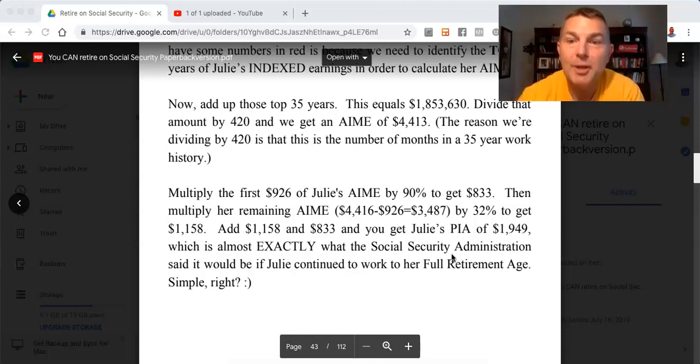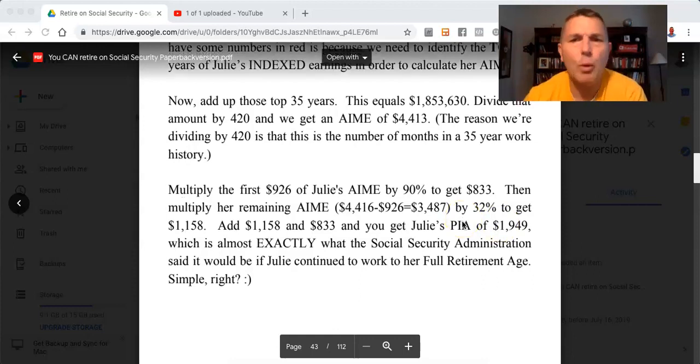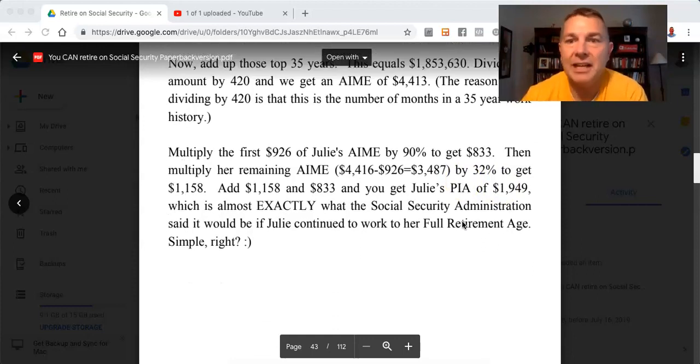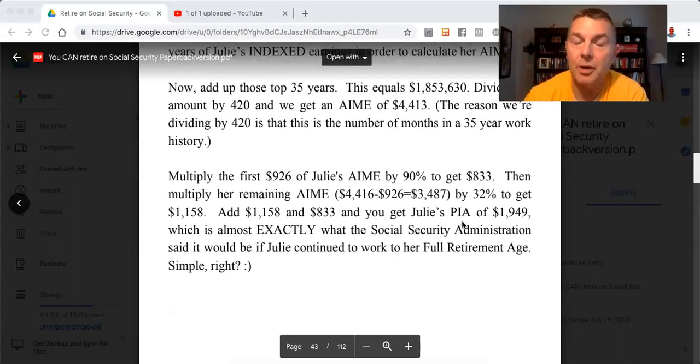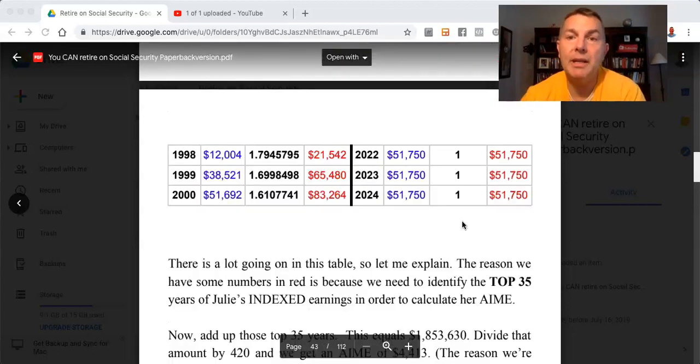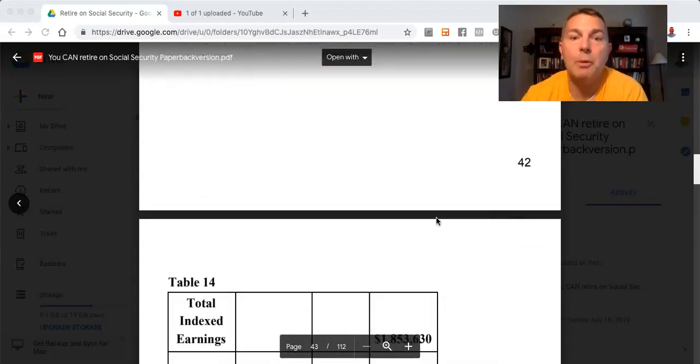Simple, right? And remember, I just have to point out here, the issue is that I'm not using the month. Her FRA is actually 66 and 8 months. I'm not getting that specific because each month Social Security adjusts it. So I think we're off by 20 bucks. But at the end of the day, it's all contingent anyway because it's based on her continuing to make this 51,750, that exact amount each and every year. So it's not going to be that anyway.